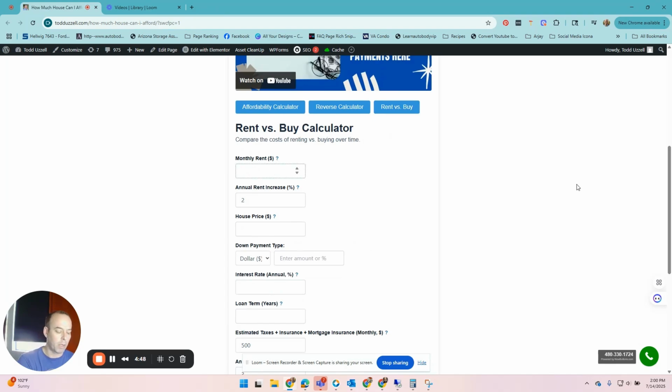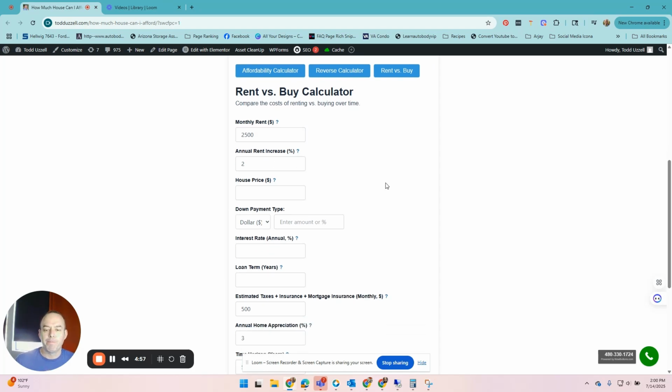This is where you're going to put your monthly rent in. Say you pay $2,500 a month for rent. We're going to assume an annual increase of 2% in rent, which is probably about right.